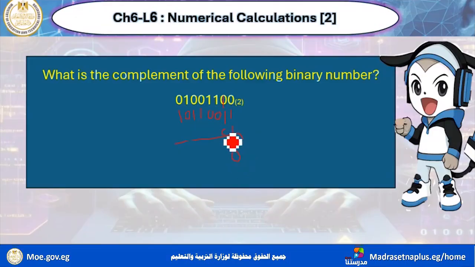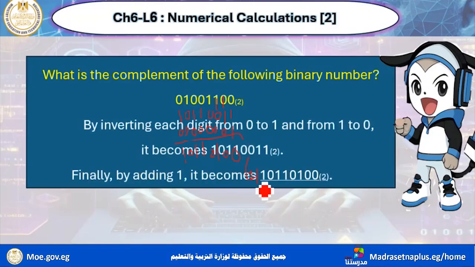So let's complete the number. 1 plus 1 is equal to 0 again, and we add 1. 1 plus 0 is equal to 1. 0, 1, 1, 0, 1. Don't forget base 2. Let's check.